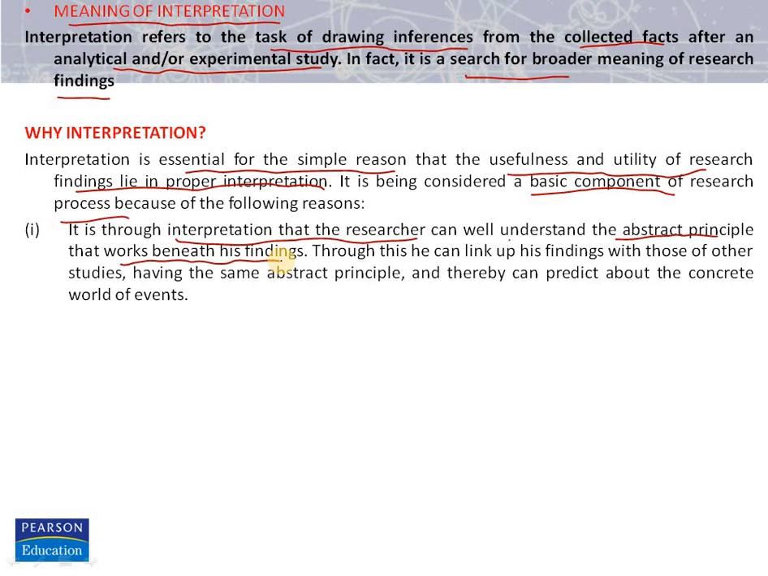Through this, the researcher can link up his findings with those of other studies. That is, whatever literature review has been done and whatever my finding is, how they are correlated, how the findings of other researchers and the findings of my research are interrelated. Whether they have the same abstract principle, and thereby can predict about the concrete world of events. So this could be one of the reasons why interpretation is a must.